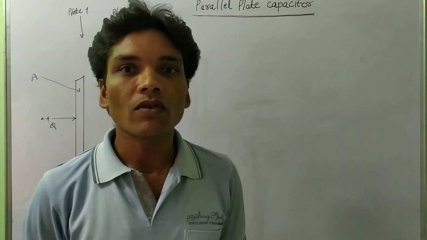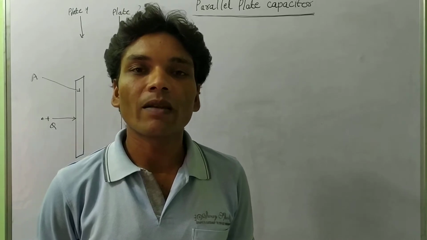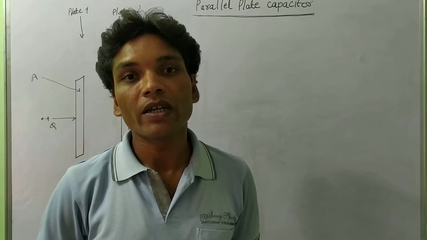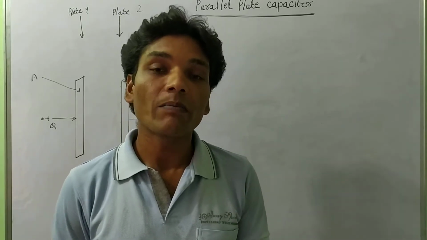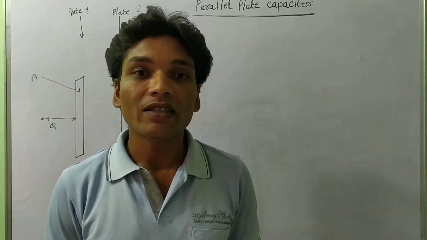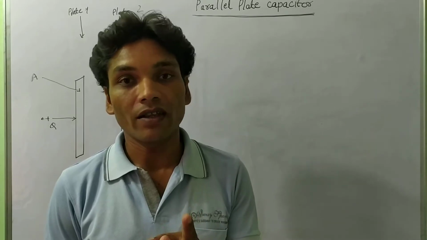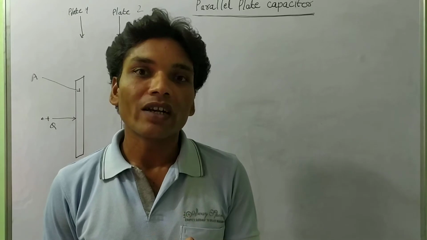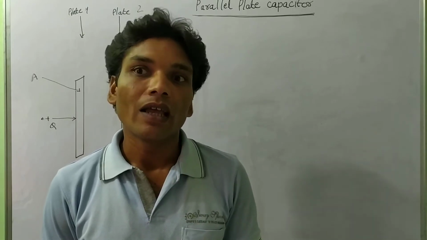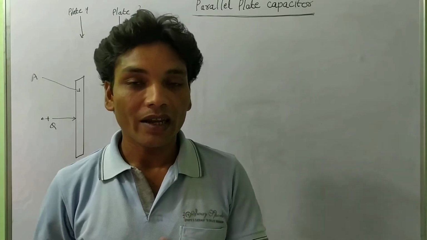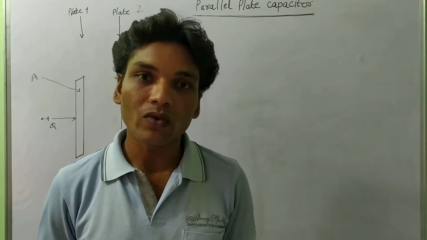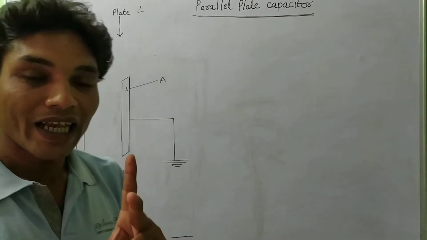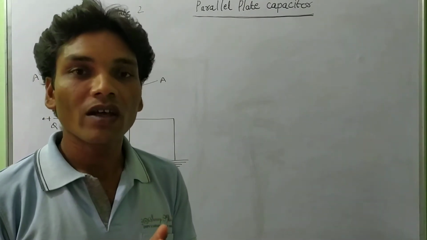Students, in this video, we will learn about the capacitance of a parallel plate capacitor. Firstly, we have to understand the construction of a parallel plate capacitor. A parallel plate or any type of capacitor is an arrangement of two conductors. In the parallel plate capacitor, two conductors should be parallel, and they should be rectangular or circular also. So, we have considered here rectangular plates or rectangular conductors.